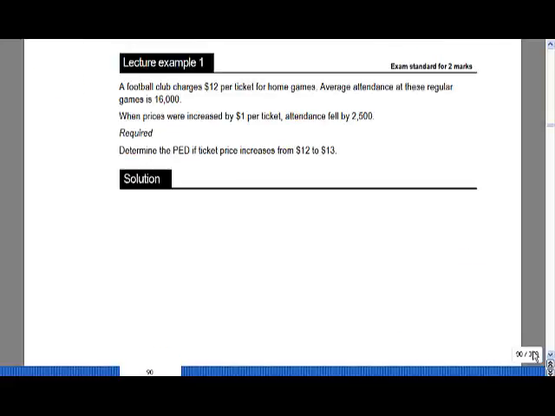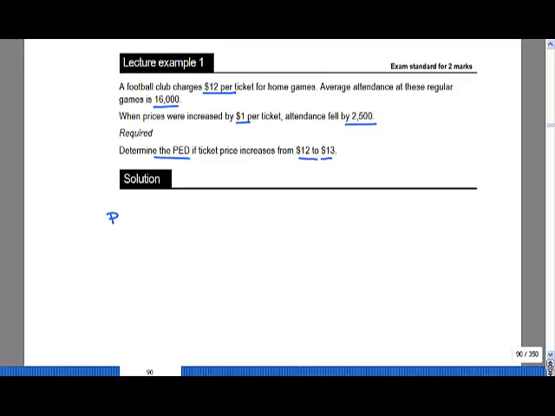Lecture example 1 is an example which is asking you to calculate your price elasticity of demand, and we're looking here at a price increase of $1. What we know is that if the ticket prices are $12, we get attendance of 16,000. When we increase the prices by that dollar, attendance falls by 2,500 units. So let's remind ourselves of our price elasticity of demand formula.